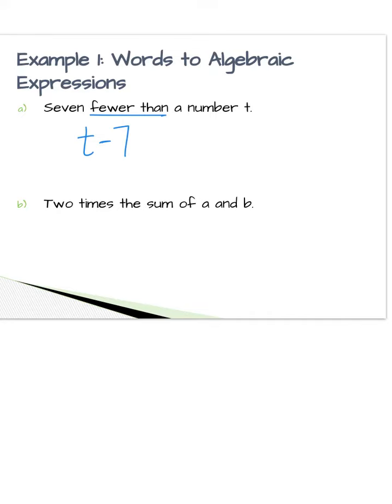All right, 2 times the sum of a and b. Sum tells you to add, and then we're going to do 2 times the sum. So whenever you have "the" in the middle of an algebraic expression, that's going to tell you that that's going to be separated. So first you're going to do the sum of a and b, and then you're going to do 2 times the whole thing. So you're going to do 2 parentheses a plus b.